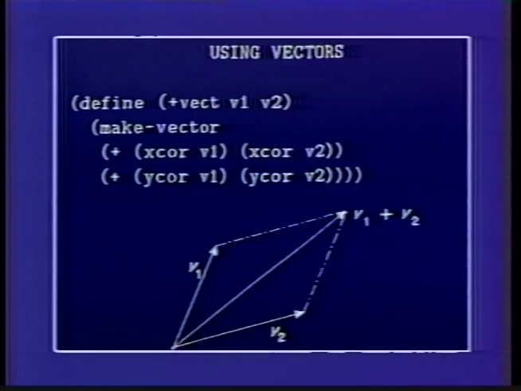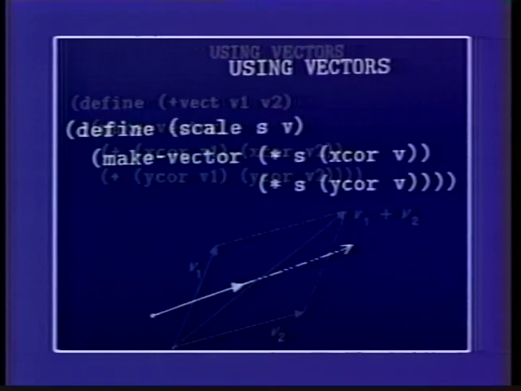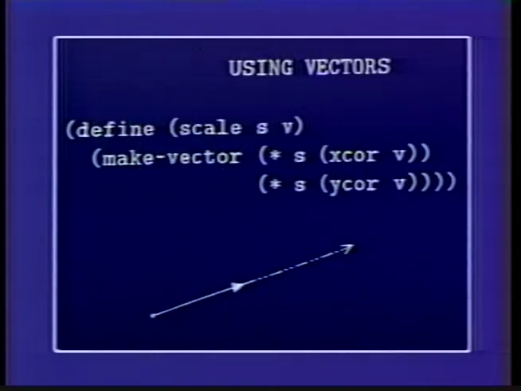Okay, and then similarly, we could have an operation that scales vectors. So here's a procedure scale that multiplies a vector v by some number s. So here's v. V goes from there to there, and then I scale v. I get a vector in the same direction that's longer. And again, to scale a vector, I multiply the successive coordinates. So I make a vector whose x coordinate is the scale factor times the x coordinate, and whose y coordinate is the scale factor times the y coordinate.